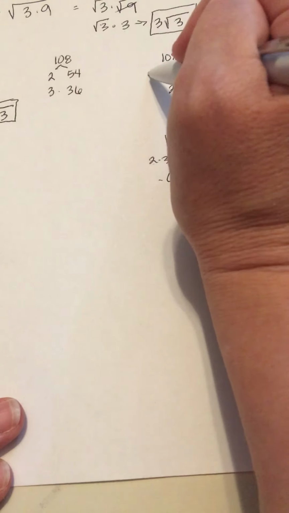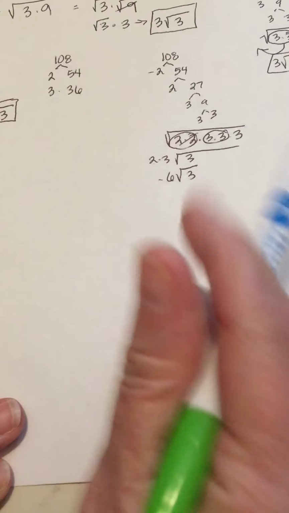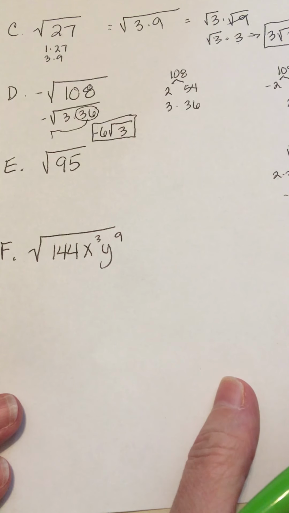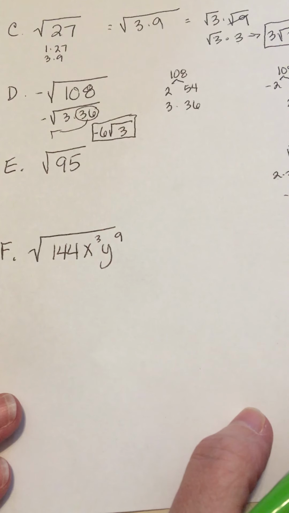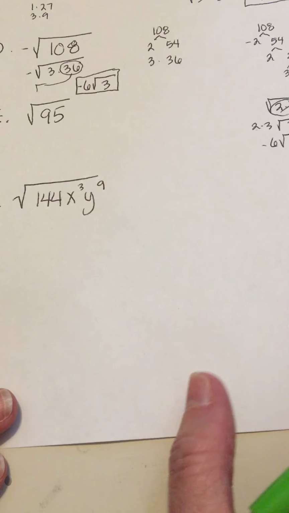Oh, but see, then the negative. I had forgotten. So if you do that, just don't forget the negative out here on the outside. That one's kind of tricky with that negative. But you still get 6 times the square root of 3. So either way works, however you want to work it.